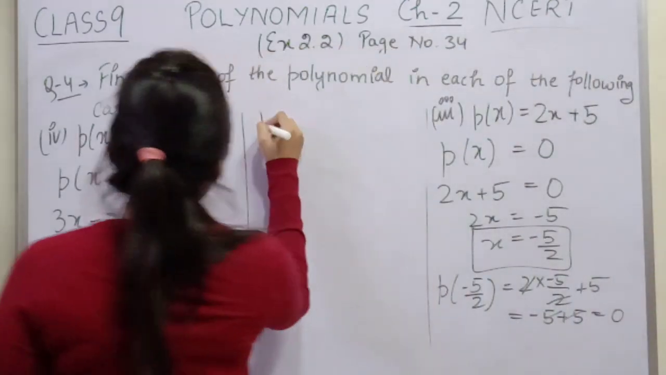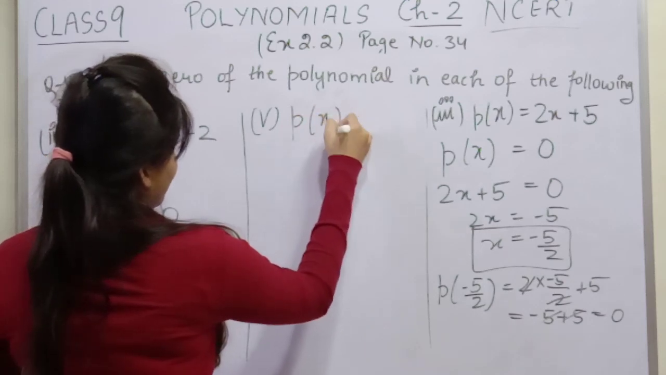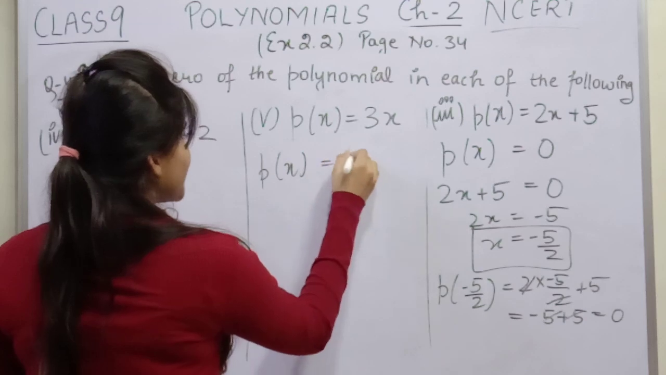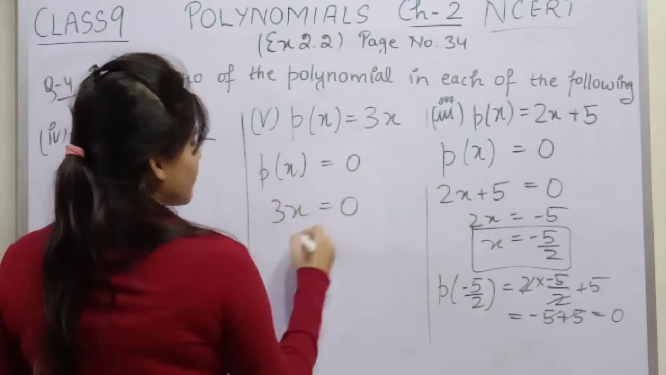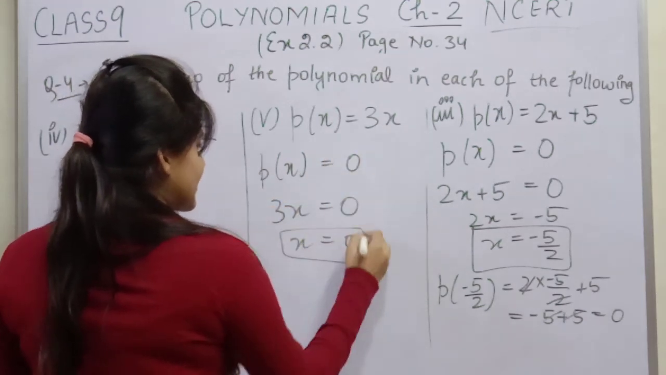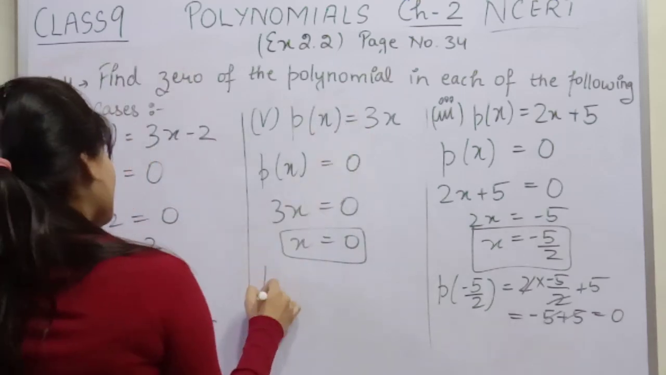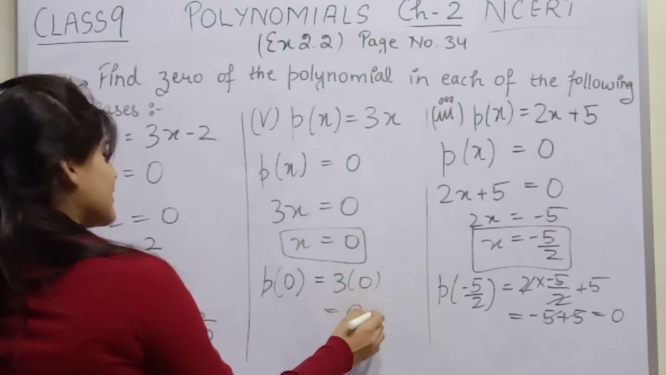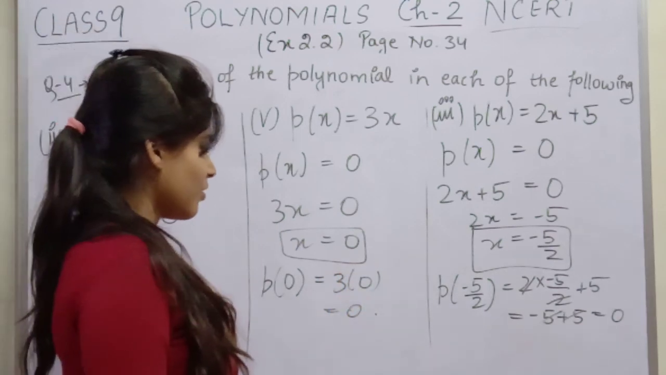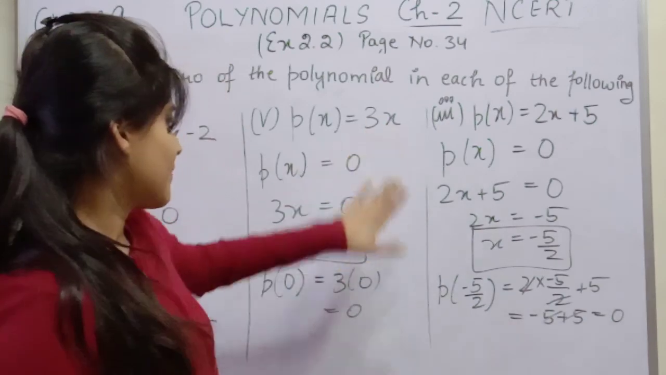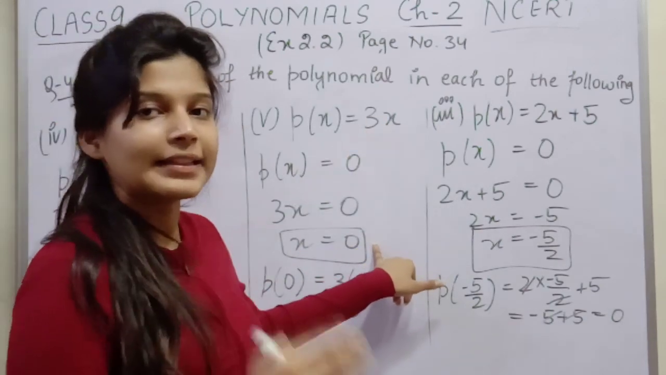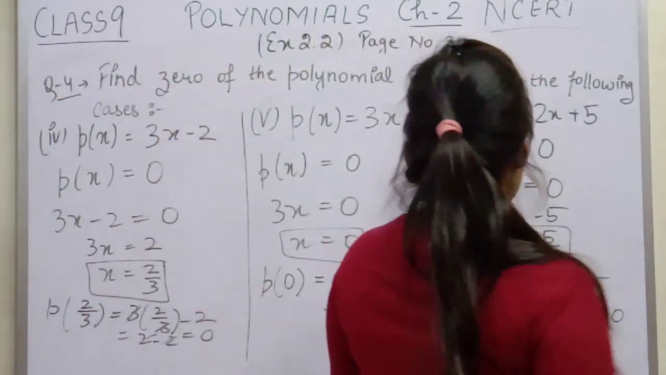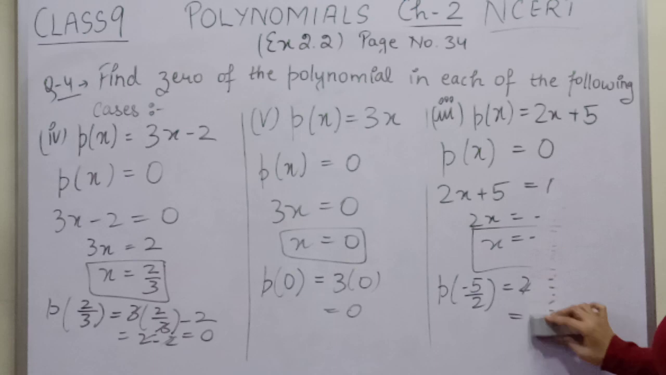p(x) equals 3x. So again putting p(x) equals 0, which means 3x equals 0. So the value of x will be 0, right? Now let's put it and check. P of 0 equals 3 of 0, which is 0. Ultimately we get 0. It means that yes, this value we have got is the zero of the polynomial 3x, right? Coming to part number 6.